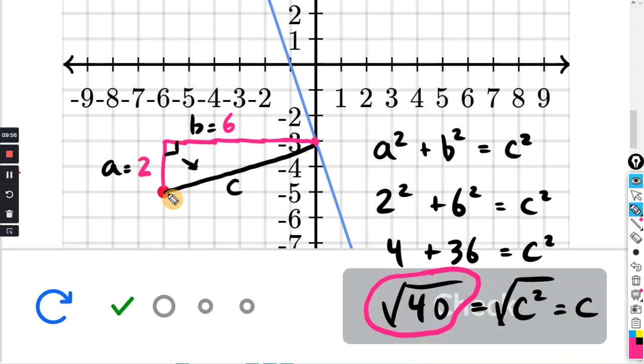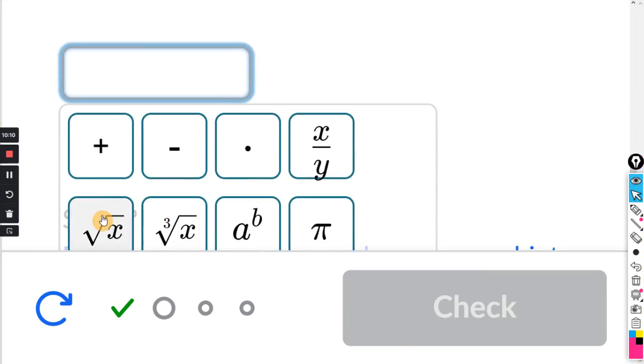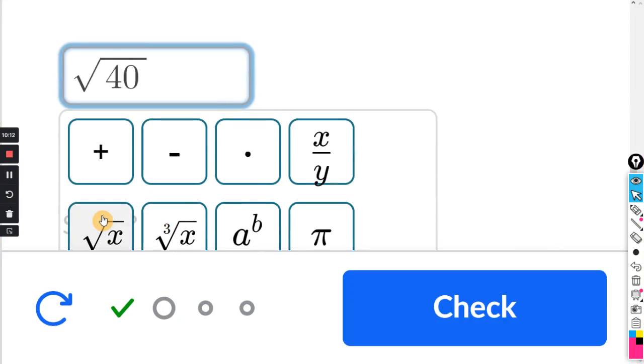So that is the distance from the point to the line. Again, you can use distance formula if you want, but Pythagorean theorem might be a little bit easier. So just click in the box and type the square root of 40.